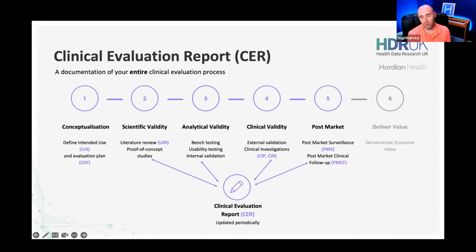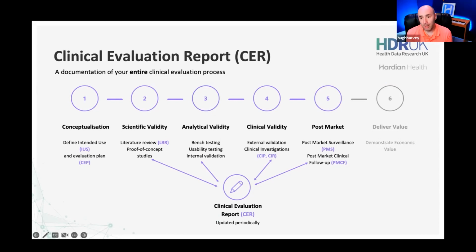So you can think about documents having complementary documents. So the intended use is standalone and governs everything downstream. The CEP, the complementary document, is the CER. So you made a plan, then you produce a report. The CIP is complemented by the CIR. So the plan is then complemented by a report. And then the PMS and PMCF come after those and feed back into your CER. So your CER is essentially a living document that will continually grow.